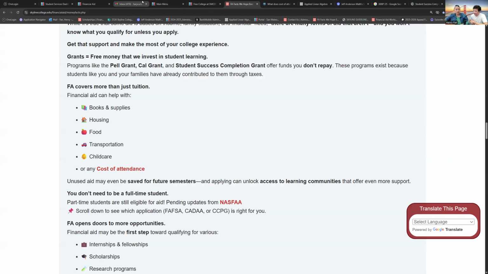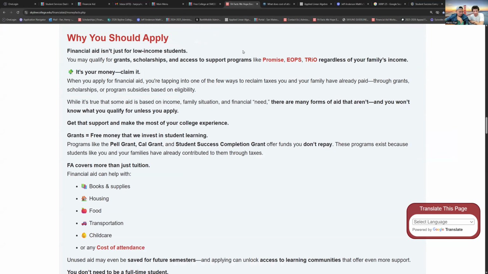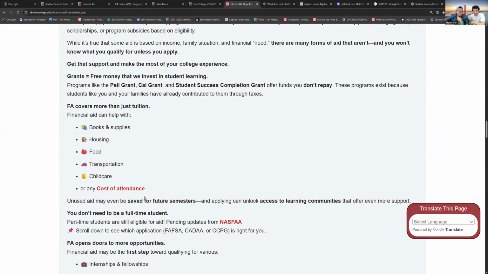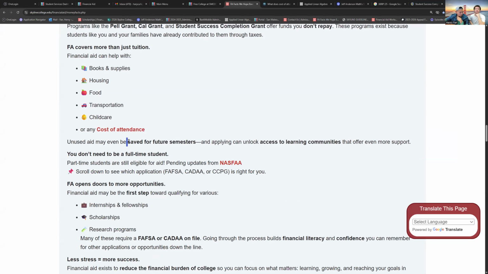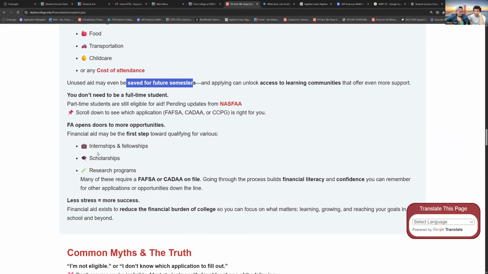You get your money earlier, be able to get into programs earlier, right? Be considered to get into programs. Develop your financial aid literacy earlier. Save up for future semesters by applying for financial aid. Open up doors for internships, scholarships, research programs.